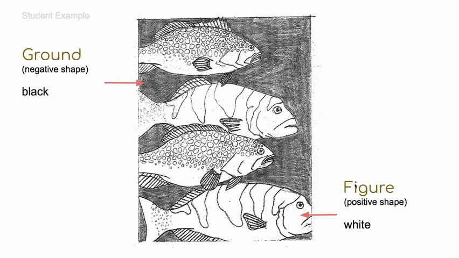Here's another example. It's actually a student example. So four fish, but strategically grouped to create a figure. And then the dark space around the fish would be the ground. That's it. Design well. Figure ground.